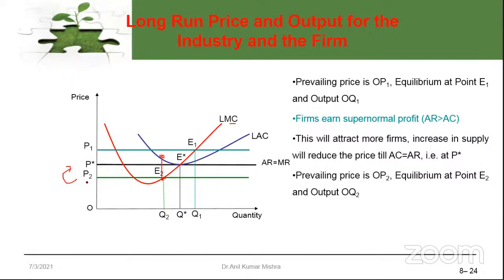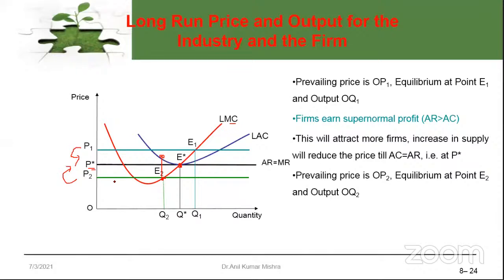Price line shifts upward. That means the price line becomes, right now, the OP star. Initially, when the price is OP1, new producers enter. Why? Because of the profit. Because of the profit, new producers enter, and that continues until the price moves back to the OP star, and here the equilibrium takes place: no loss, no profit.